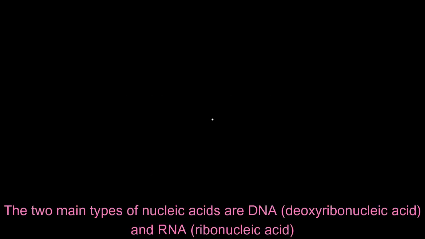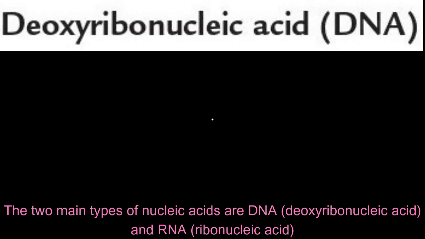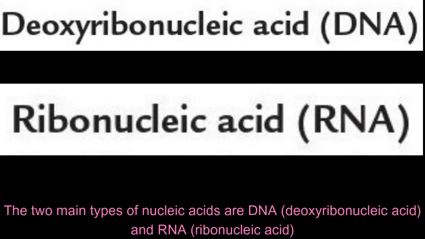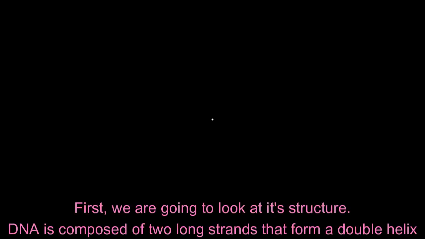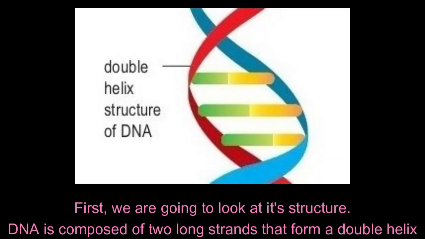The two main types of nucleic acids are DNA, deoxyribonucleic acid, and RNA, ribonucleic acid. First, we are going to talk about DNA, aka deoxyribonucleic acid. First, we are going to look at its structure. DNA is composed of two long strands that form a double helix.